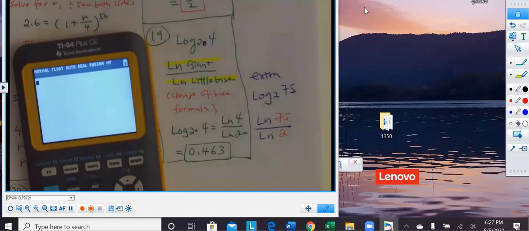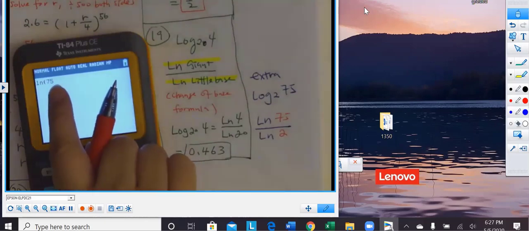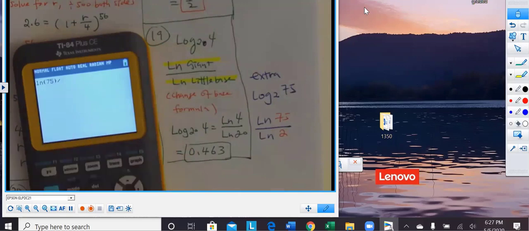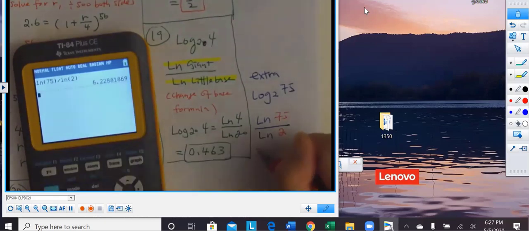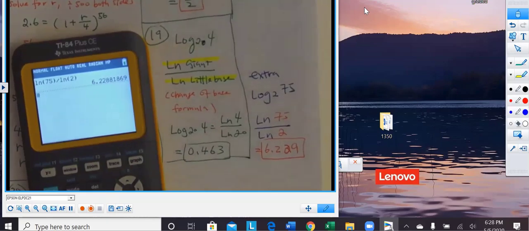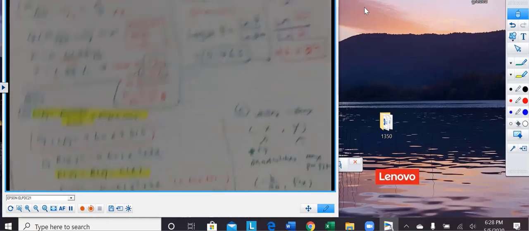Okay. All right, so let's see. Getting nervous. 75, but make sure you're careful with the calculator. Close your log here, otherwise it's going to be wrong. Divided by ln of 2. Again, close this, otherwise it'll be wrong. Hit enter, so this would be 6.229 if I round it to 3 decimal places. Is it okay? The base at the bottom. Yes. Got it? Okay, number 20.